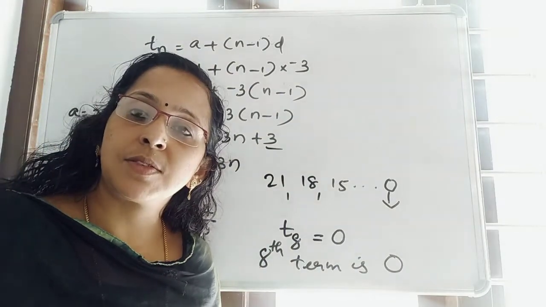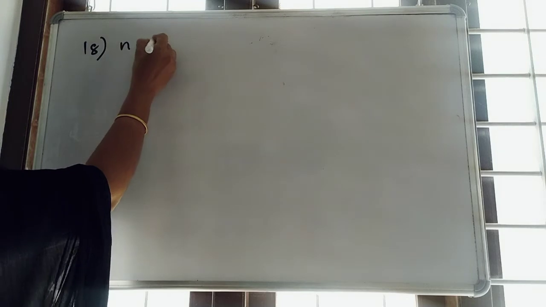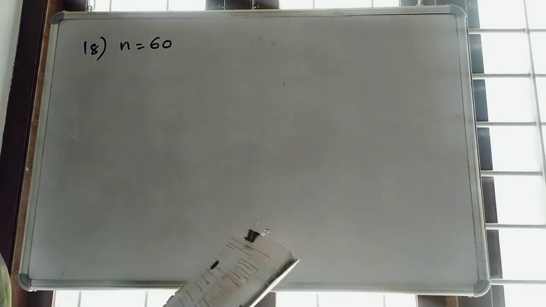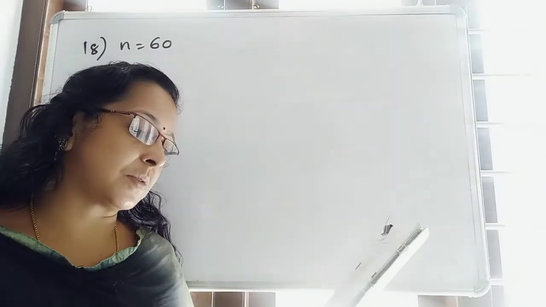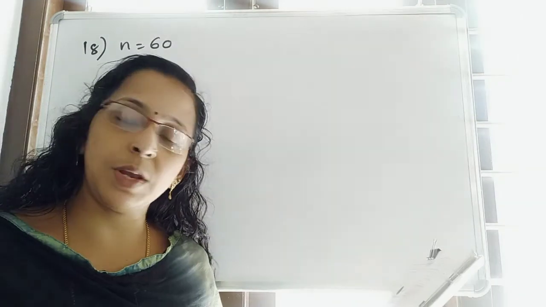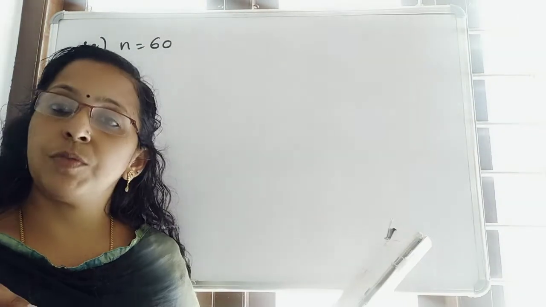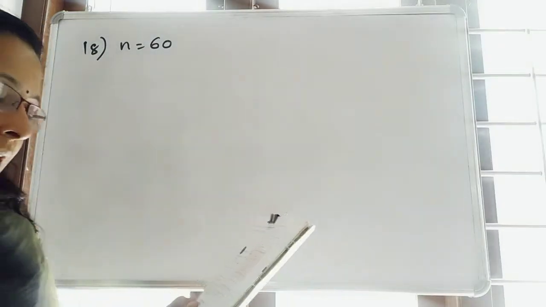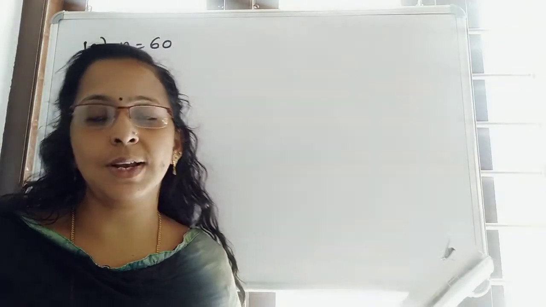Okay. Next question, 18th question. An AP consists of 60 terms. So 60 terms is given, so n is equal to 60. An AP consists of 60 terms. If the first and last terms are 7 and 125 respectively, so the first term is given as 7 and the last term is given as 125.